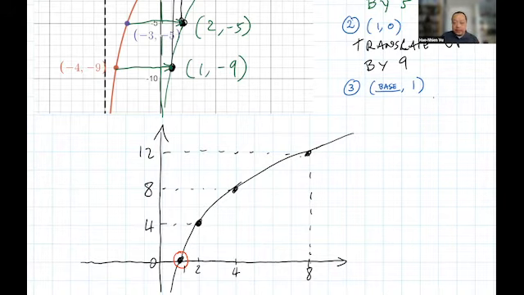I will need to scale so that one of these points goes down to 1. I could take the (2, 4) and bring it down to (2, 1). I could take this point and bring it down to 1, or I could take that point and bring it down to 1. You can tell that each point will give me a different base, right? So how do you know which one to use?